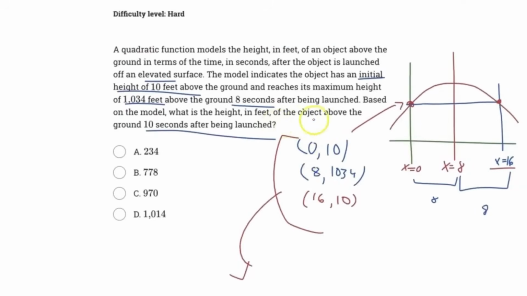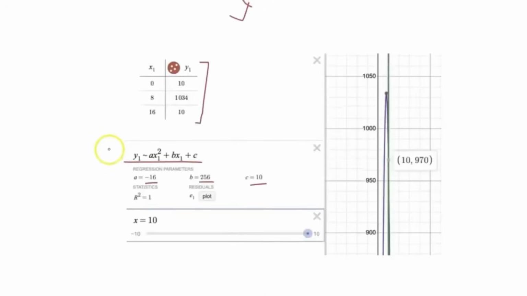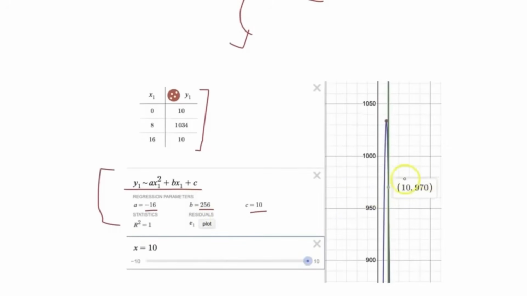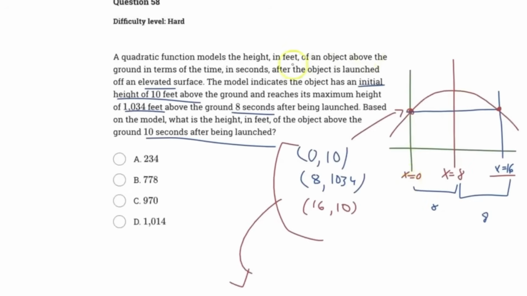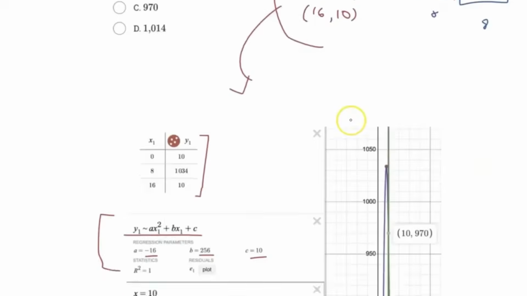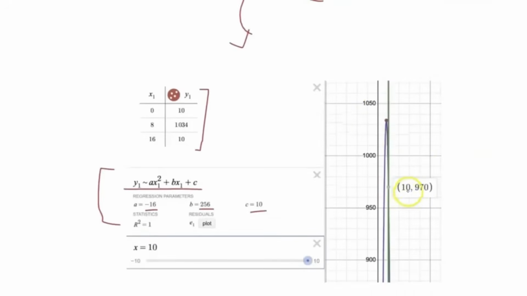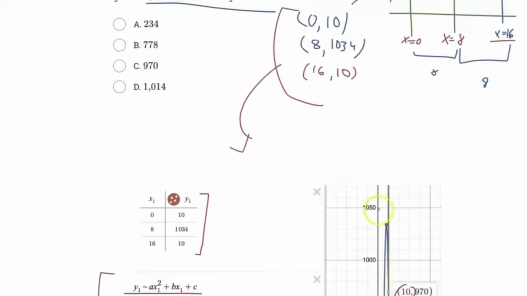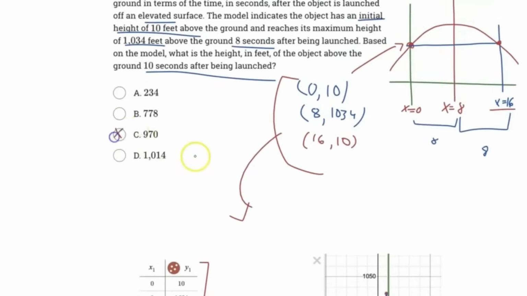But the question is asking, what is the height in feet of the object above the ground 10 seconds after being launched? So since we already have the function that represents the problem, all we have to find is the value of the object, or the height of the object 10 seconds after being launched, when x equals 10, right? So we just put in x equals 10 here, found the intersection, we see that when x equals 10, the y value equals 970, therefore our answer is choice C.